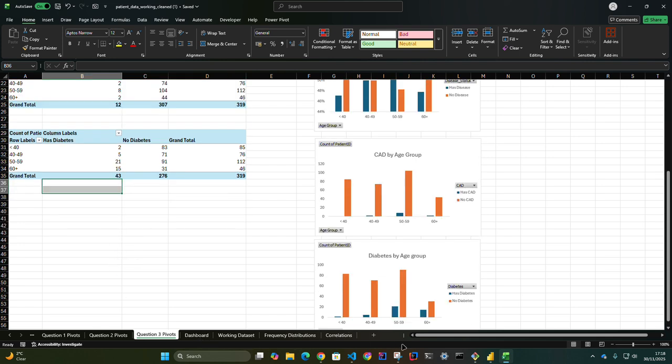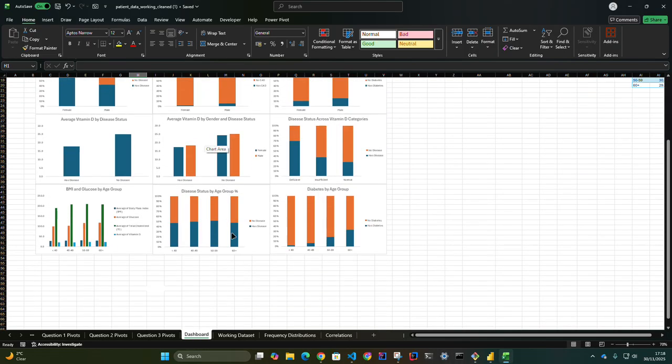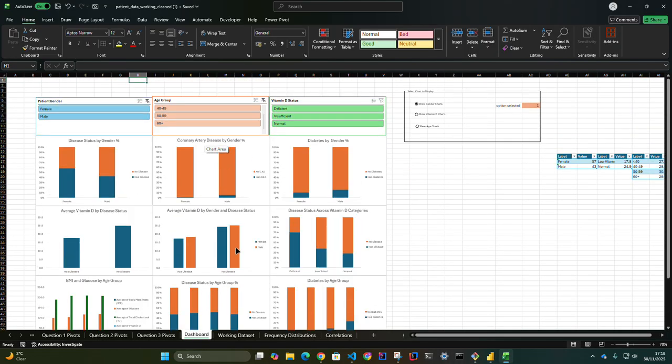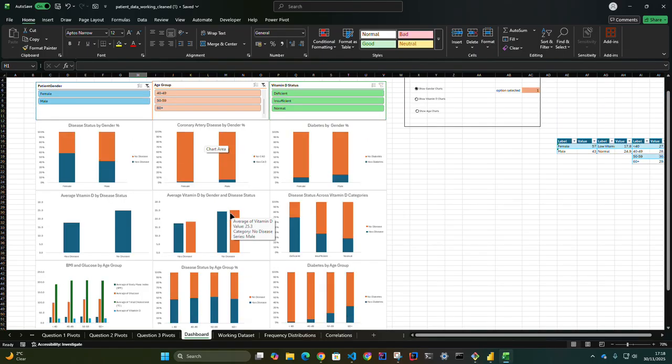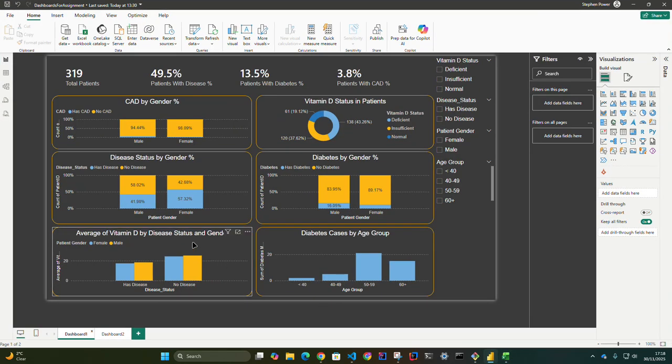I'll just show you I have a little demo dashboard that I added here to help me create the one for Power BI and see the idea I was going with. I also have wireframes in my document that you'll see. So this is my dashboard. You can see that I have 6 different charts here and my KPIs at the top. I have 319 total patients, 49.5% are the patients with disease, 13.5% of the patients with diabetes, and patients with CAD is at 3.8%. I have my slicers on the side.